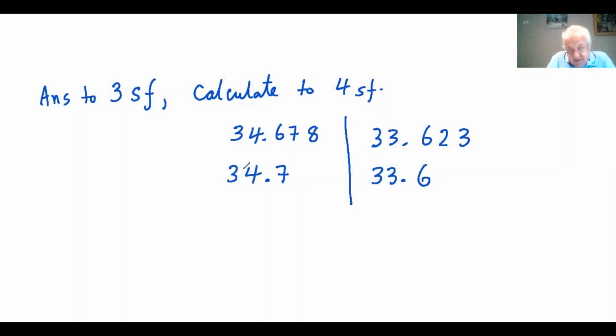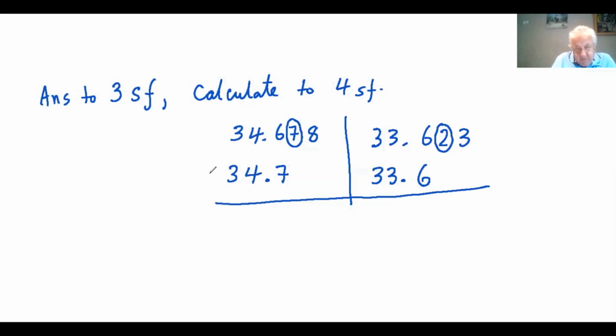If I want my answer to 3 significant figures, I look at the 4th figure. If it's 5 or above, I add 1. Similarly here, I look at the fourth significant figure, and if it's 4 or less, I leave the third significant figure unchanged. So this is the rule. 5 or above, I add 1. 4 or below, I leave unchanged. So those are significant figures.